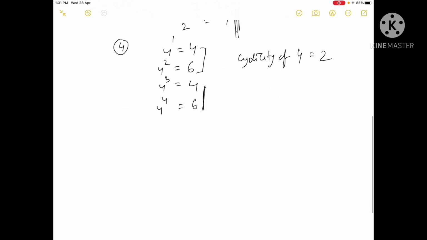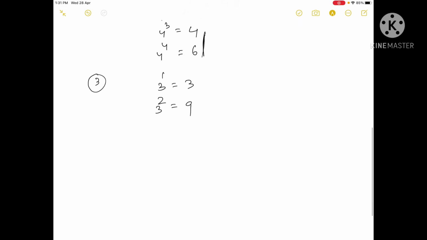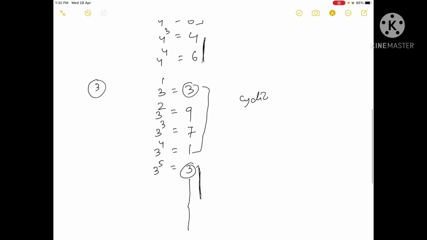Similarly, let us consider some other number. Suppose I am taking 3. 3 to the power 1 is 3. 3 to the power 2 is 9. 3 to the power 3 is 27, the unit digit is 7. 3 to the power 4 is 81, the unit digit is 1. 3 to the power 5 is 243, the unit digit is 3. Again 3 comes here, which means definitely the next will be 9, then 7, then 1, like this. So after 4 steps the unit digit repeats. That means the cyclicity of 3 is equal to 4.